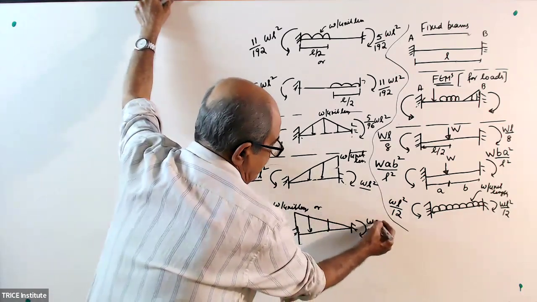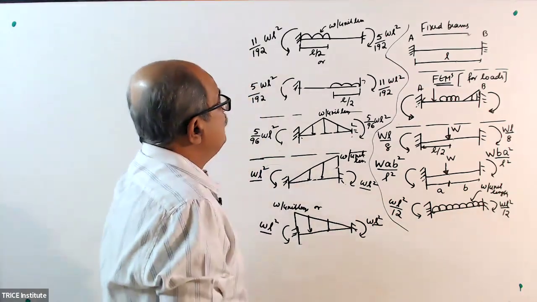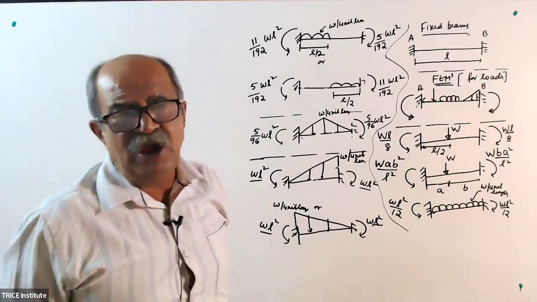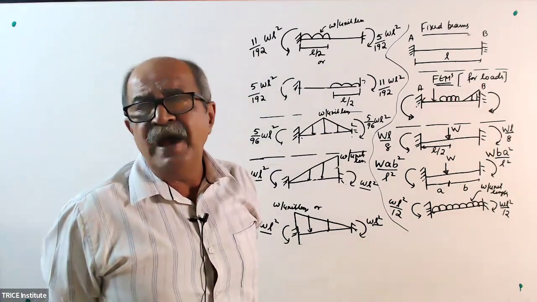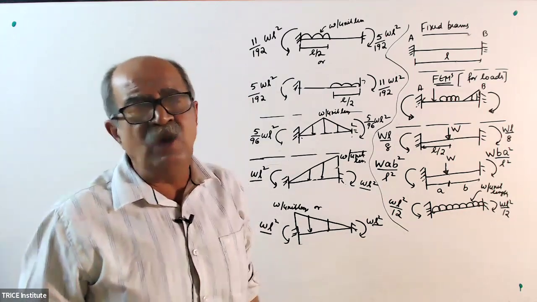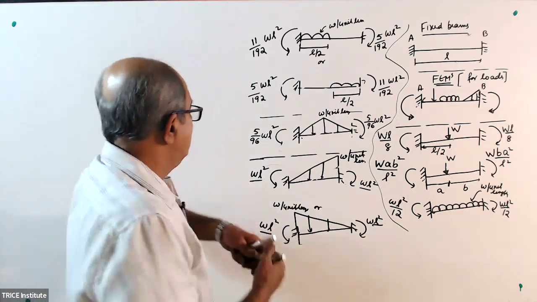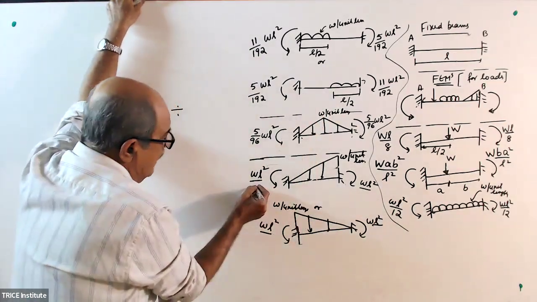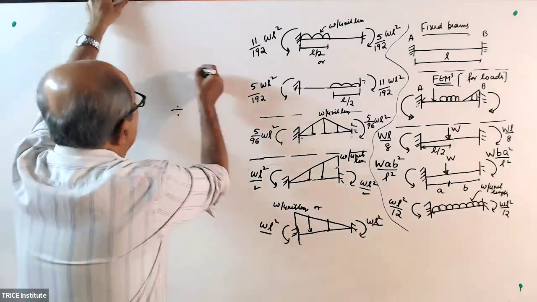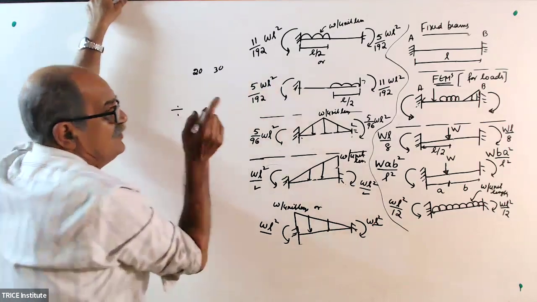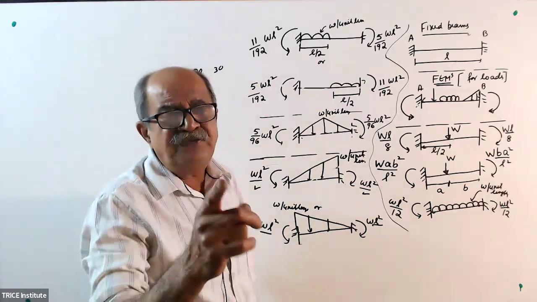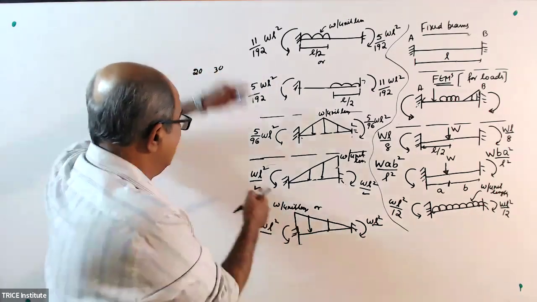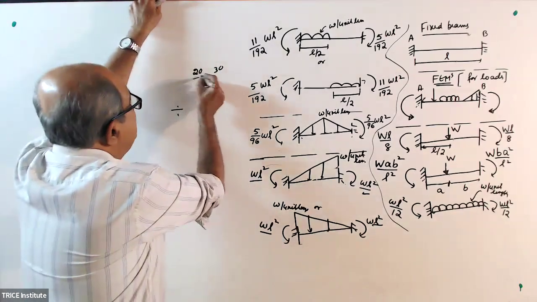This also WL square. Now, I told you for partial UDL, one number is 11 by 192, the other number is 5 by 192. How to remember? Where the load is acting or where the severe load is, there the higher moment. Here, it is not multiplied, it is divided by a number. So the numbers are 20 and 30. Now tell me, where the loading is more severe, a high moment should come. One of them is 20, the other is 30.